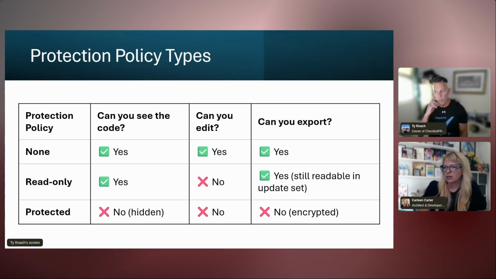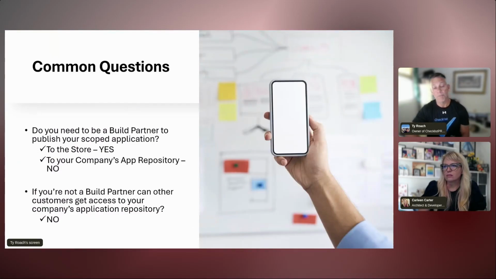If you set the protection policy to read only, you can see the code, but you will not be able to edit the code if it's promulgated to another instance the right way. And you can also still export it, and you can look at the contents of your export. Last one, the protected mode, is you cannot see the code, you cannot edit the code, and you cannot export the code. So that's the one that provides the premier IP protection that you would want to use if you have some gold in it.